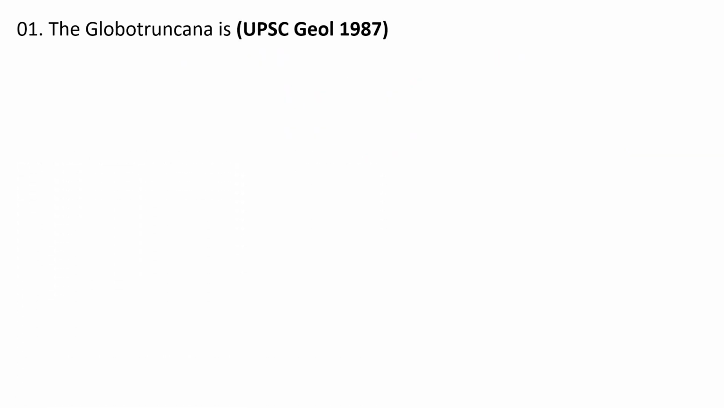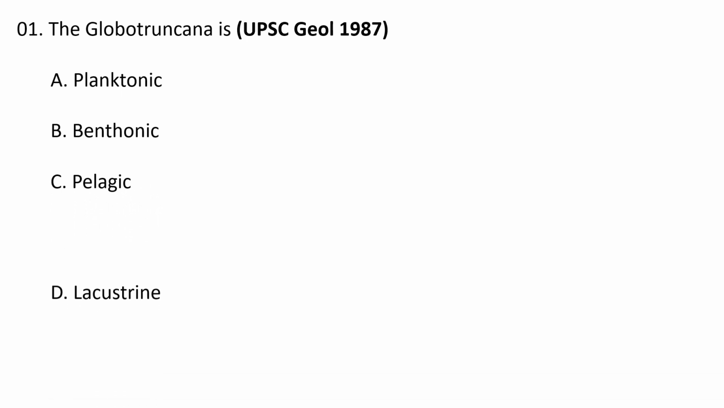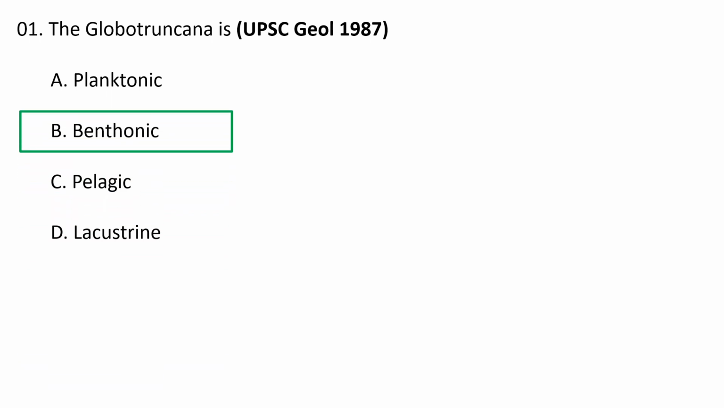Globotruncana is A. Planktonic, B. Benthonic, C. Pelagic, D. Lacustrine. This question was asked in the UPSC Geologists exam 1987. Globotruncana is a foraminifer, and its habit is benthonic. That means it lives at the bottom of the seafloor. So B. Benthonic is the correct answer.